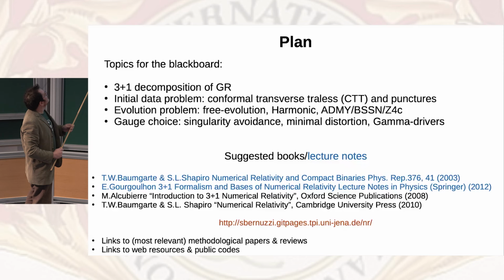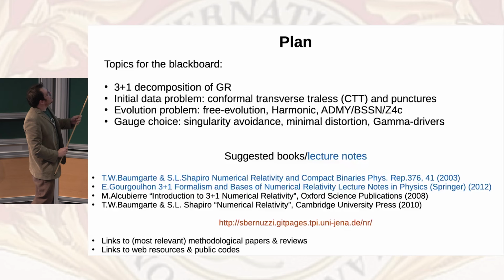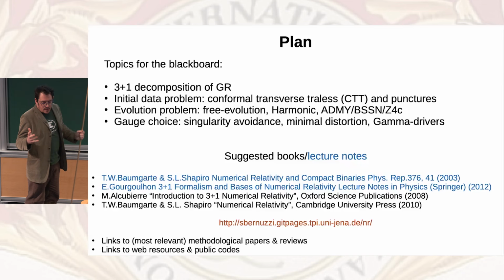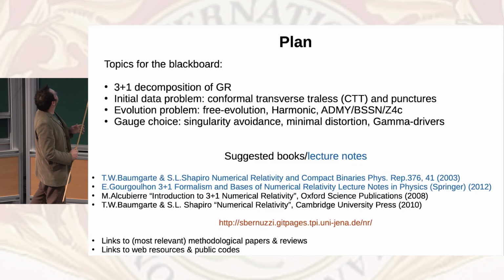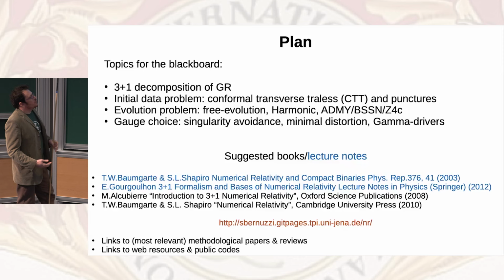Then I'll talk briefly about the evolution problem. I will explain why we can use free evolution, and how the main system of equations is built, at least the logic. And then I will spend some time on gauge choice, to tell how we actually manage to have a singularity on a computer.